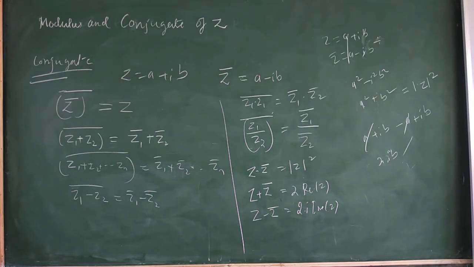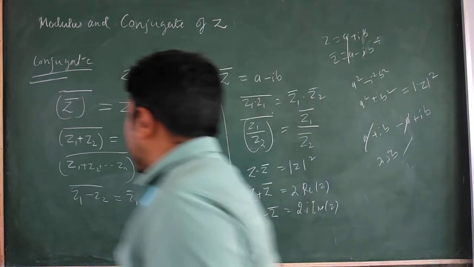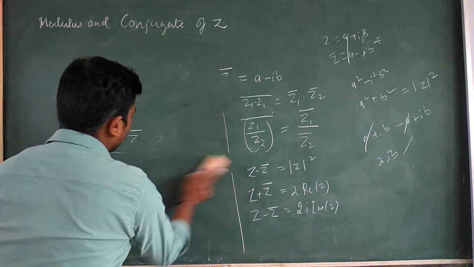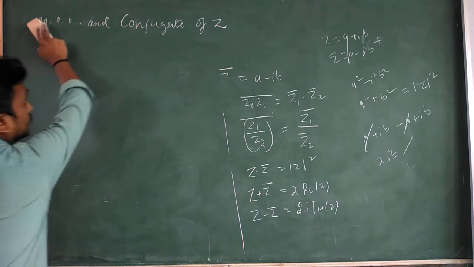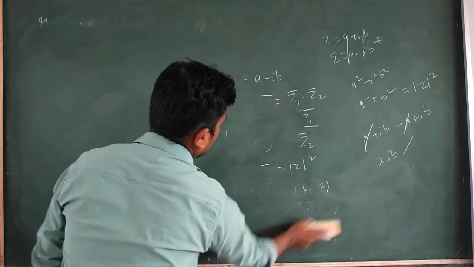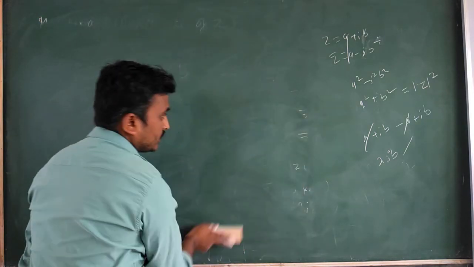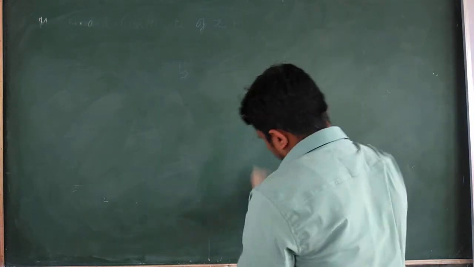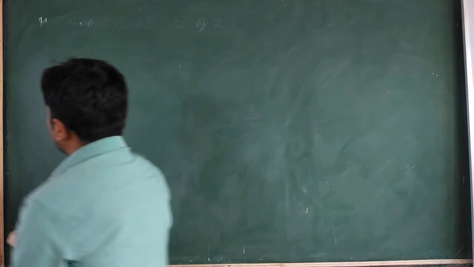Okay, this is the modulus and conjugate of z. These are some important properties. Next, multiplicative inverse of z.